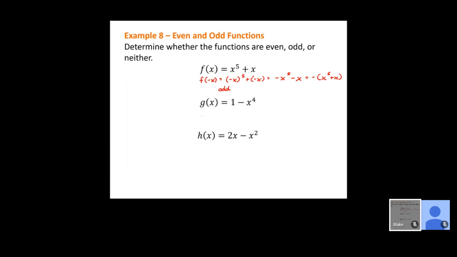All right, let's look at g of x. So again, substitute a negative x. So we're going to get 1 minus negative x to the fourth. Okay. Now, if we simplify that, what's that going to give us?